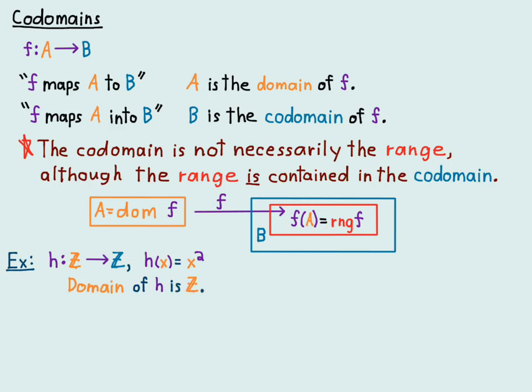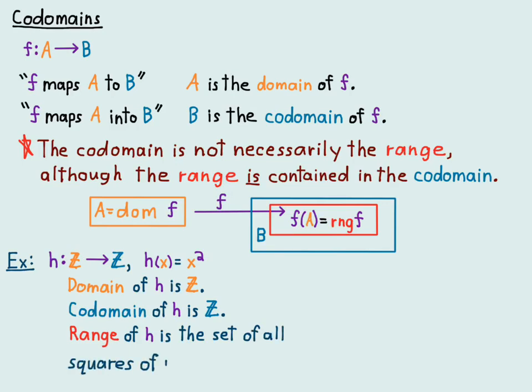So the domain of H for this problem is the integers, because it says so right there. Z, the integers, is the domain. So the only numbers I can plug into this particular H are the integers. Negative or positive or 0. The codomain of H is Z, because whatever I have written here is the codomain. But what's the range? The range of H is the set of all squares of integers.